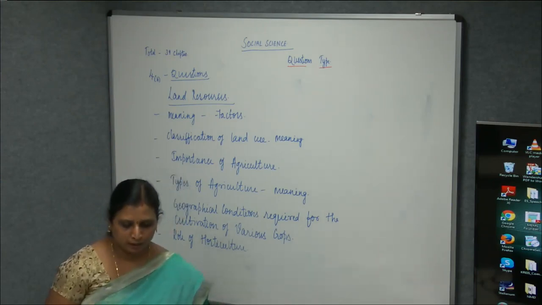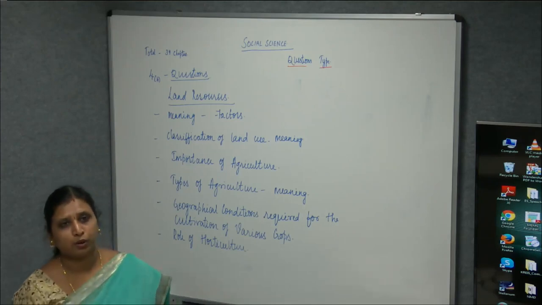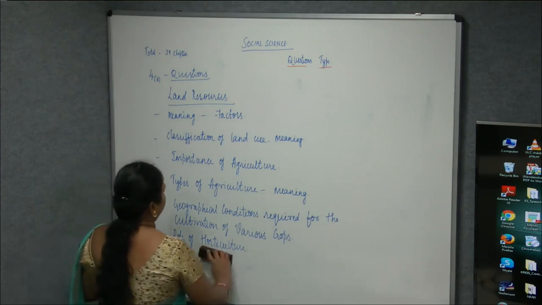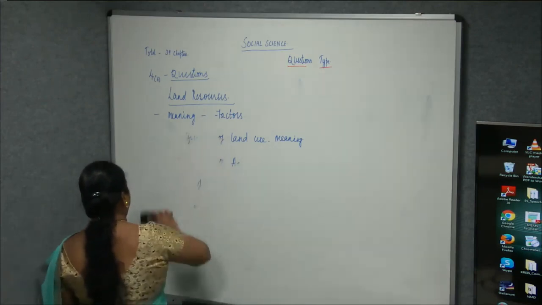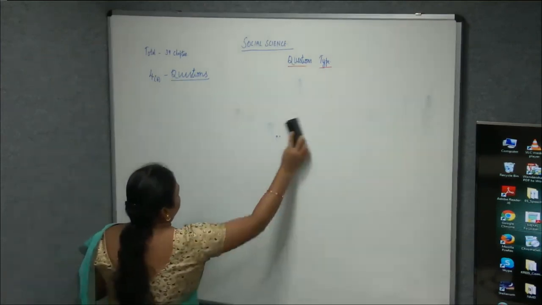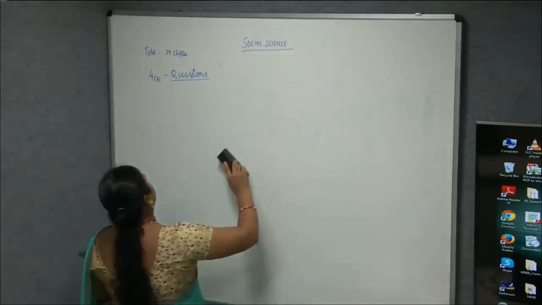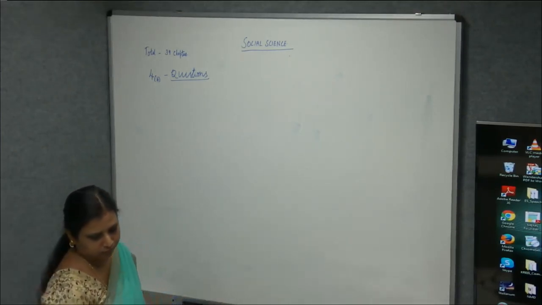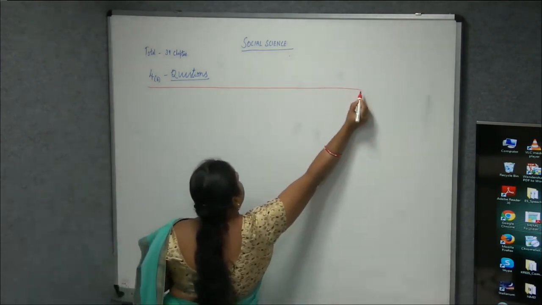And the next one is the geographical conditions required for the cultivation of various crops. Okay, so here you have to make one table for this. Then it will be easy for you to learn. Okay, so I think you have written this. Make a table like this, a chart.